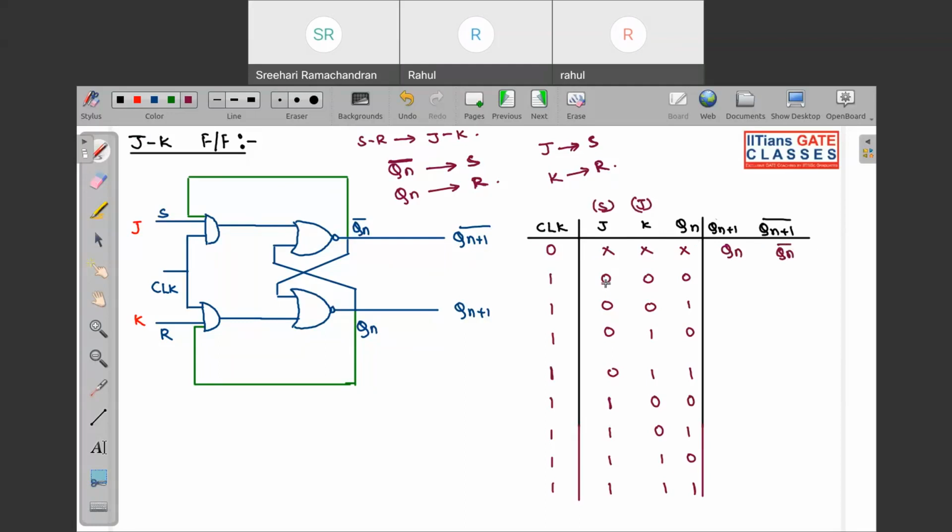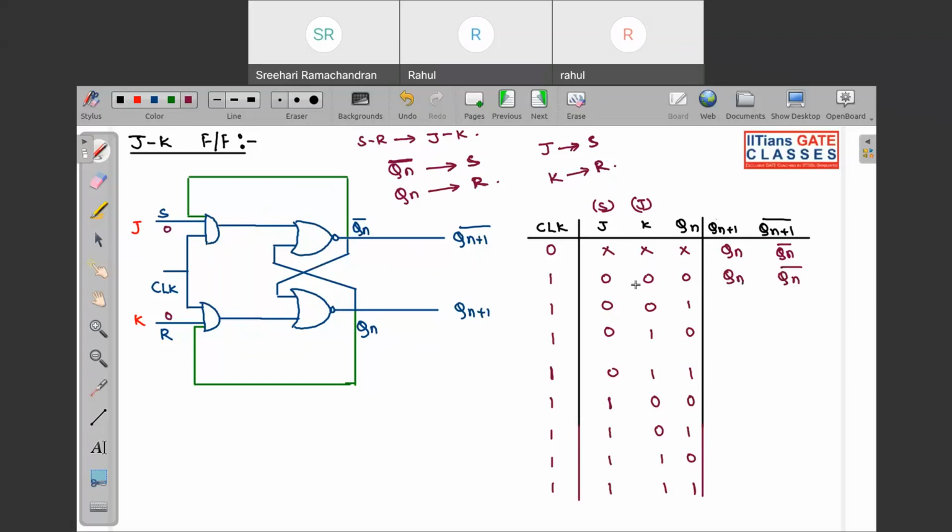When clock is 1, but both the J and K inputs are 0. If you put J 0, K 0, as this is an AND gate, obviously the output will be 0 if one of the inputs is 0. So if we apply 0 0 to your NOR latch, obviously it will be hold state. This will also be hold.